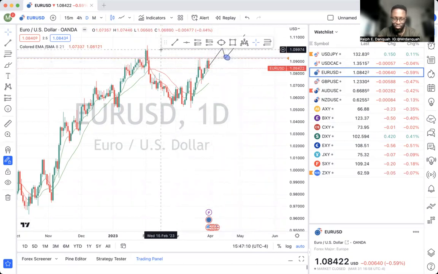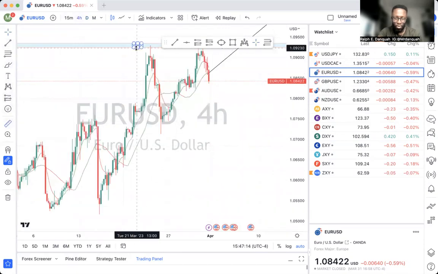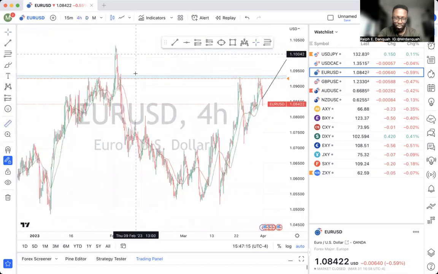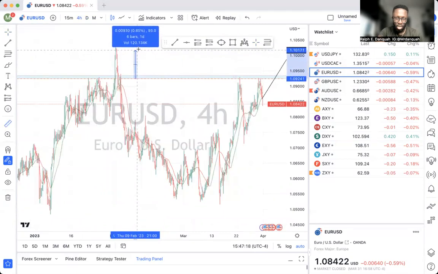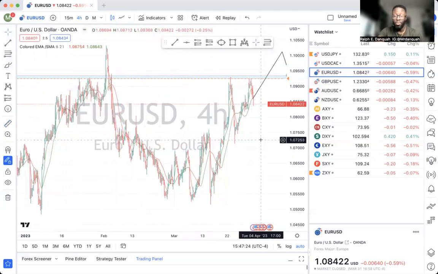Or you can wait for it to break. But that's a good 100 pip move right there. That's like a 100 pip move from here to here. All right, that's a 100 pip move. Yeah, so I'm not looking to miss that out. Are you? Nope, not happening.